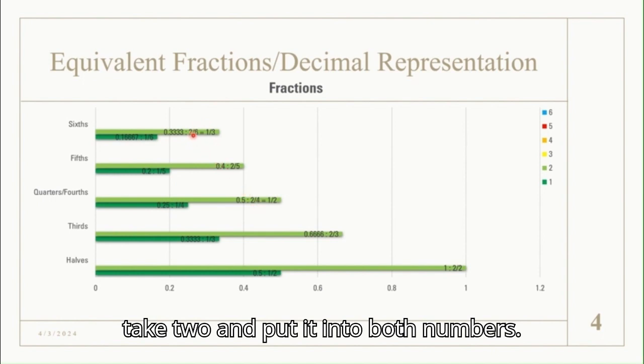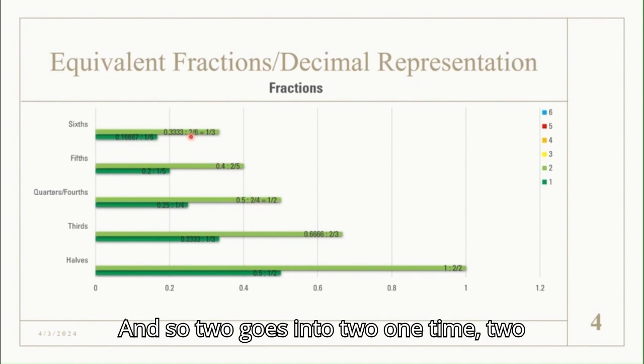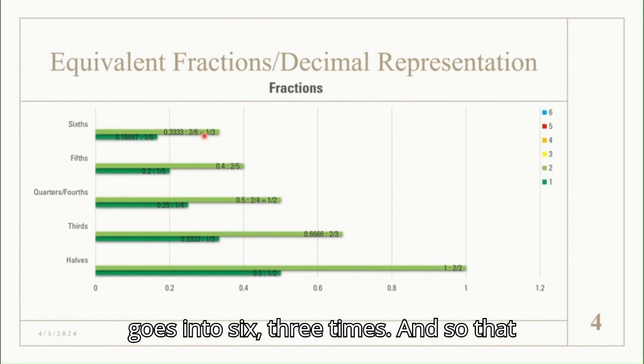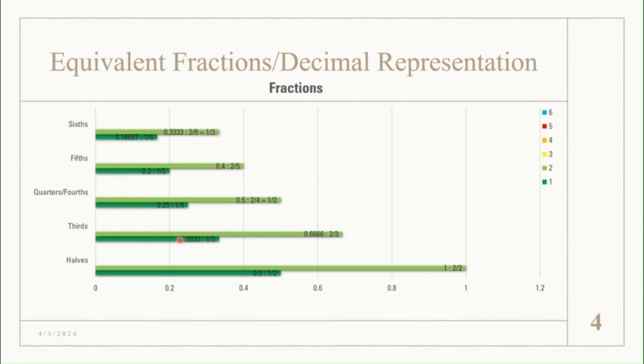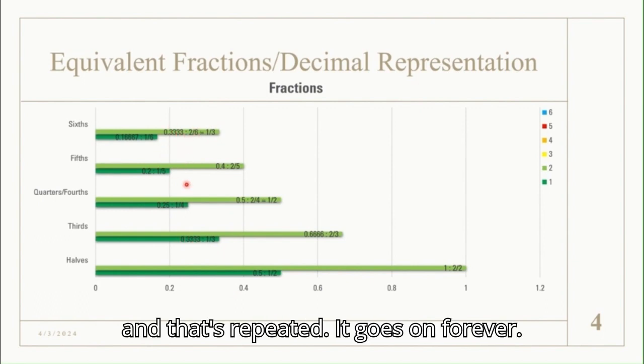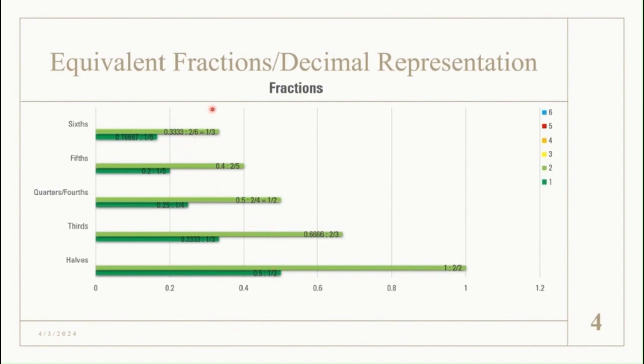Then we have our sixths, where we have 2/6, which again we can take 2 and put into both numbers. So 2 goes into 2 one time, 2 goes into 6 three times. That gives us 1/3. Much like 1/3 over here, we get 0.3333, and that's repeated, it goes on forever.